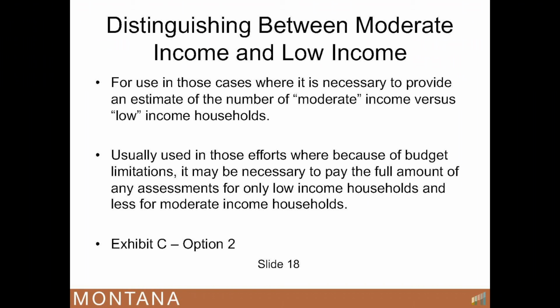This model would pertain if the local project budget is extra tight and limited, and in these cases, HUD regulations allow paying assessments for the low-income households only, and to the extent funds remain available, then paying the assessments for as many moderate-income households as well. In the case of assessments, HUD regulations require paying at least 100% of the assessments for low-income households.